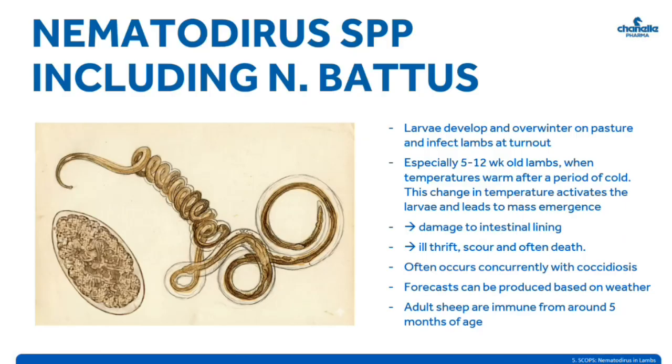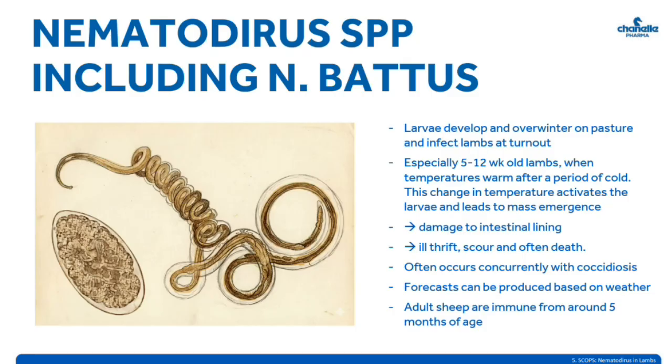Let's look at Nematodirus in more detail, as this nematode shows some unusual features when compared to other worms. The first interesting feature to note is that it has a 1-year life cycle. The larvae wait on the pasture and actually develop to their infective L3 stage within the egg. They are therefore very protected when they're in the environment. They emerge en masse from the eggs when the soil temperature increases to above 10 degrees centigrade after a prolonged period of cold. This often occurs just at the point that new lambs are turned out onto pasture at around 5 to 8 weeks of age.